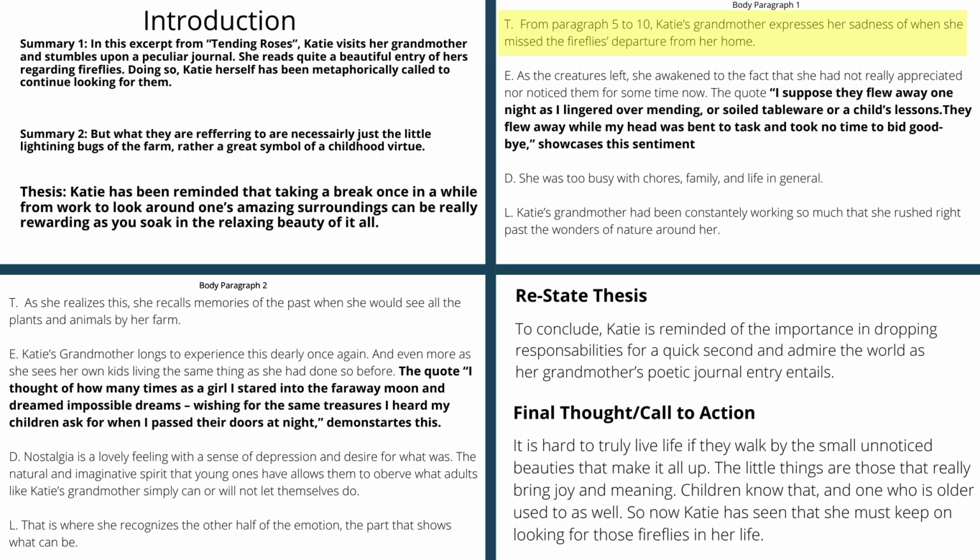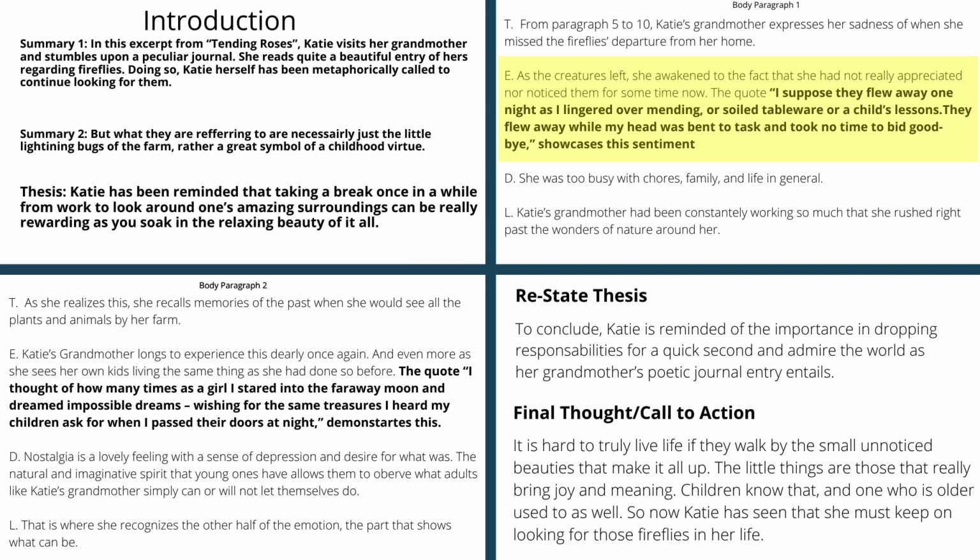From paragraph 5 to 10, Katie's grandmother expresses her sadness when she missed the firefly's departure from her home. This topic sentence tells us what we're going to focus on in this paragraph. Everything else has to focus on this topic sentence. Now let's read the example.